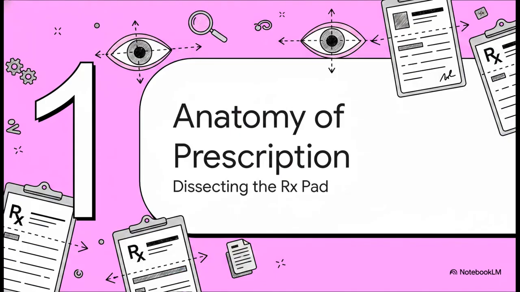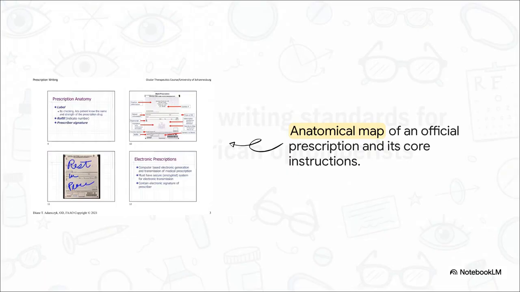Section 1. Anatomy of a prescription. We've got to dissect a prescription pad exactly like we would an ocular structure. Every single line, box, and symbol on there has a dedicated physiological role in the life cycle of that piece of paper. Now, before we even get to the drugs themselves, take a look at the top.